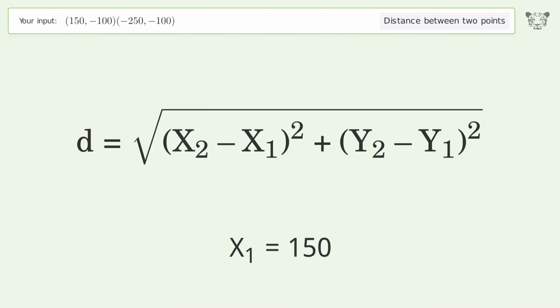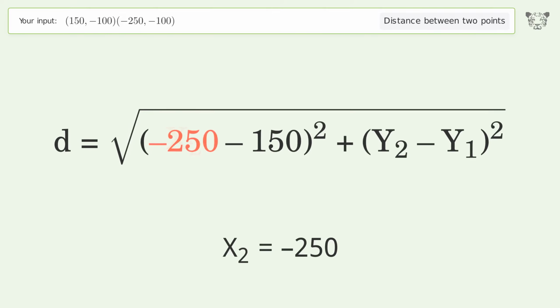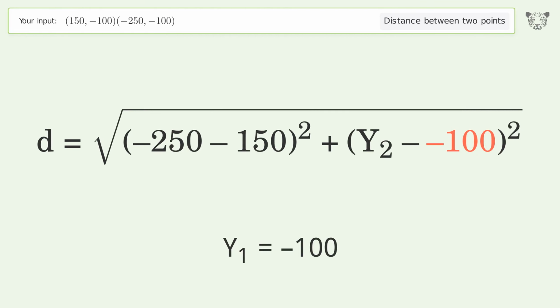x1 equals 150. x2 equals negative 250. y1 equals negative 100. y2 equals negative 100.